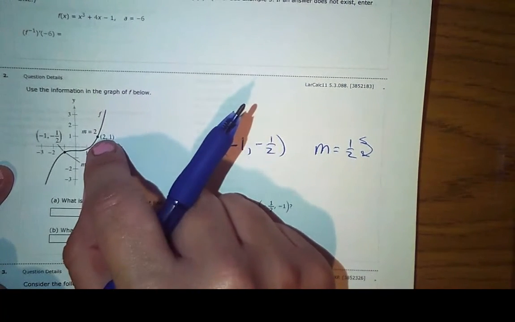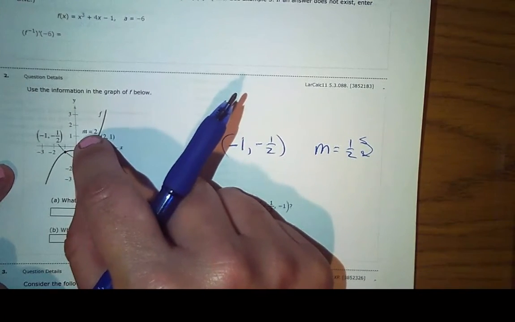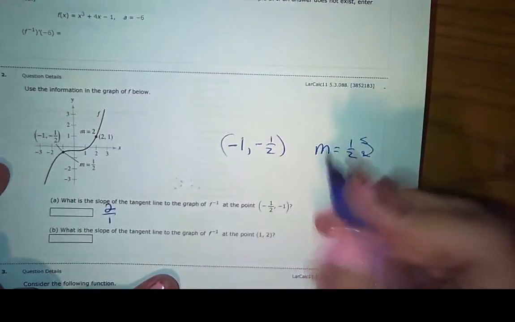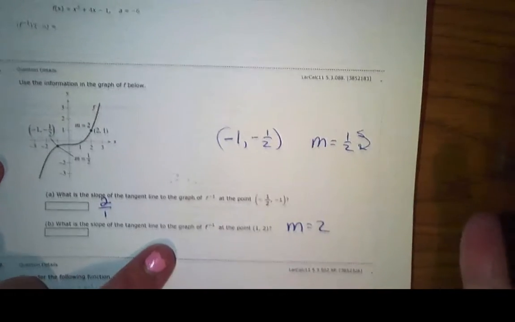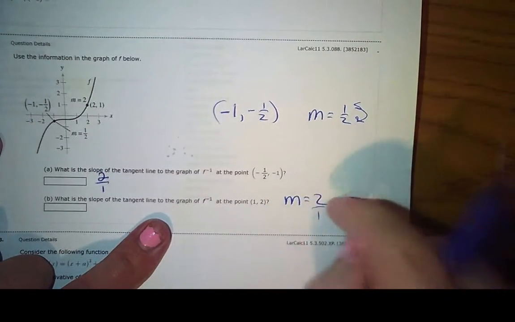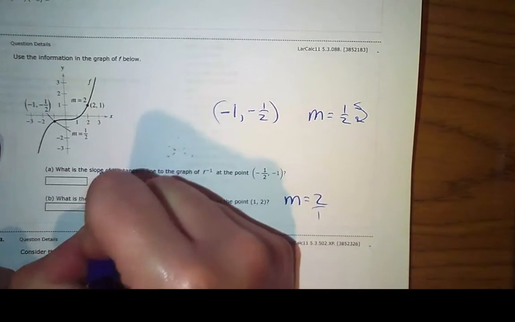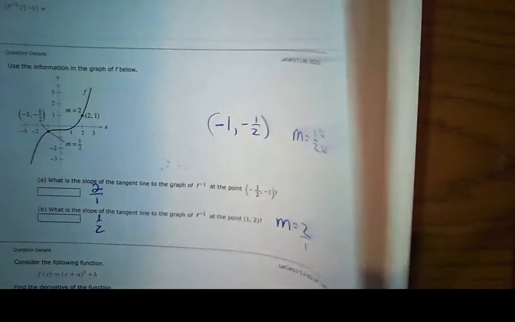Well, if the original function has a slope of 2 at that tangent line, what must the slope of the inverse be at that point? Well, flip-flop your x's and y's, it must be 1/2. Okay, that's all you're doing, you're flip-flopping your x's and y's. So we've done number 2, we've done number 3. Let's go ahead and do number 5, because it looks scary, but it's not.